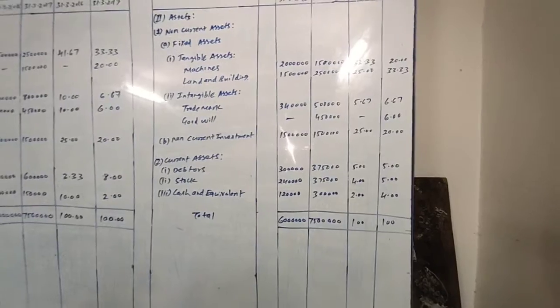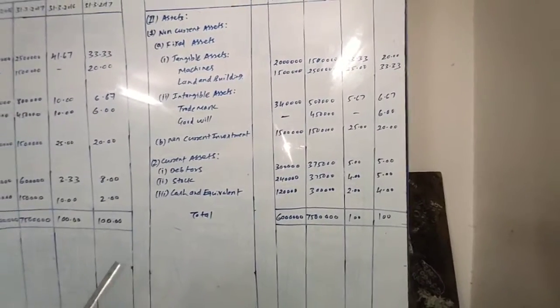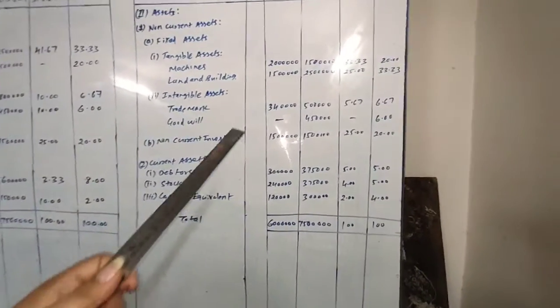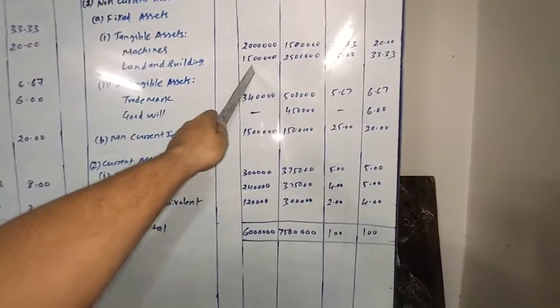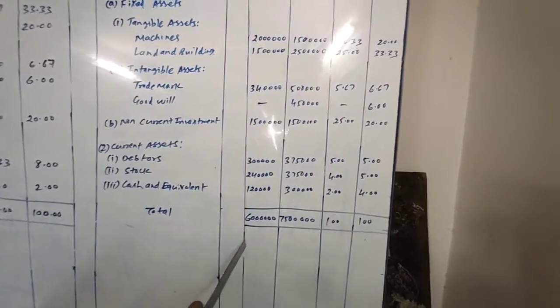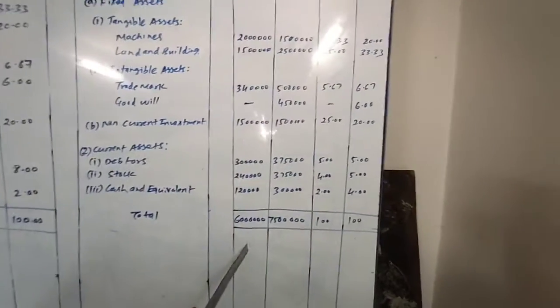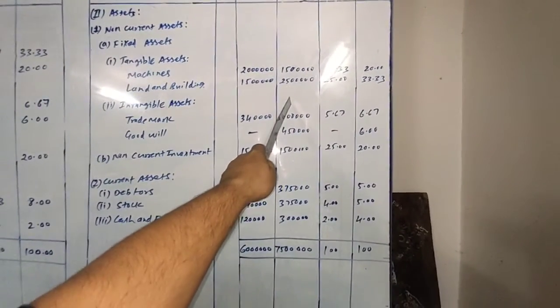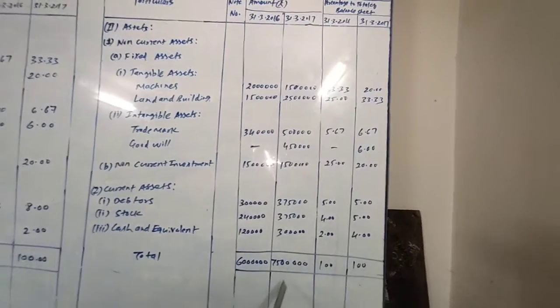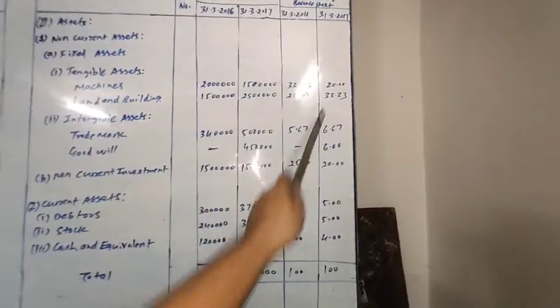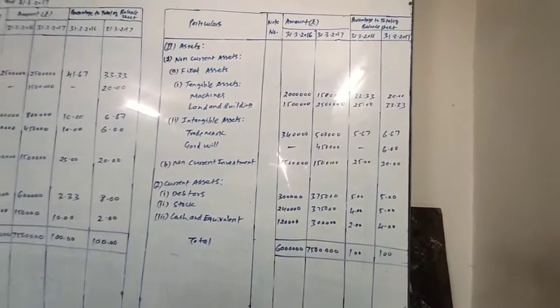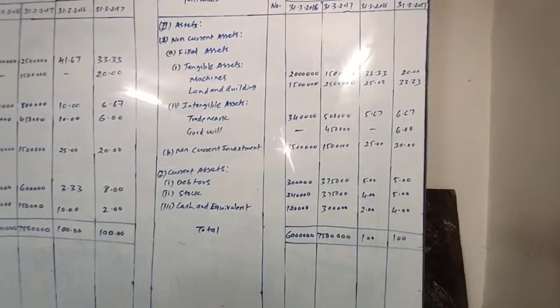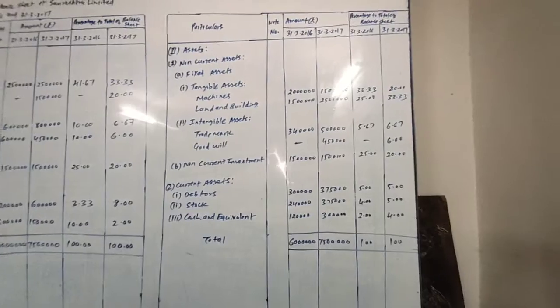Okay, let us talk about the second item, which is land and building. It is 15 lakh in the year 16 out of 60 lakh. So 15 lakh upon 60 lakh into 100 we get 25%. And in the year 2017 it is 25 lakh. So 25 lakh upon 75 lakh into 100 we get 33.33%.